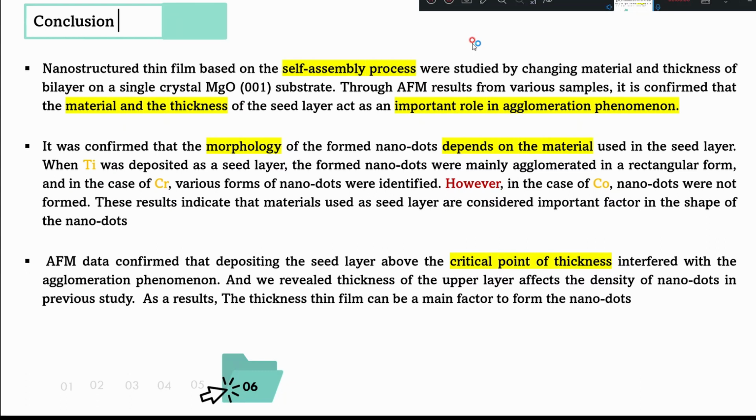AFM data confirmed that depositing the seed layer above the critical point of thickness interfered with the agglomeration phenomenon, and we revealed in a previous study that the thickness of the upper layer affects the density of nanodots. In summary, the thin film thickness can be a main factor in forming the nanodots.